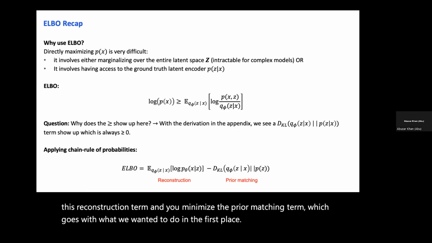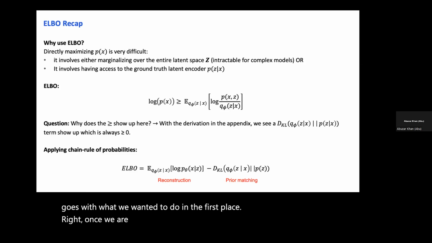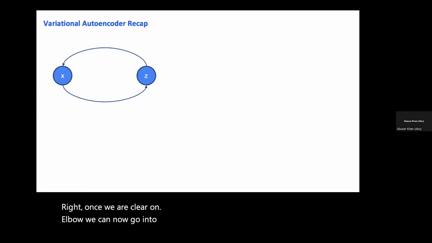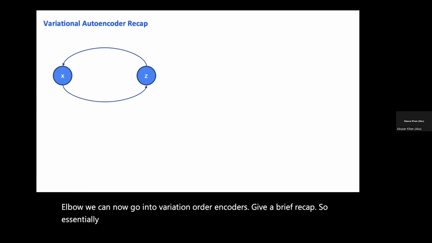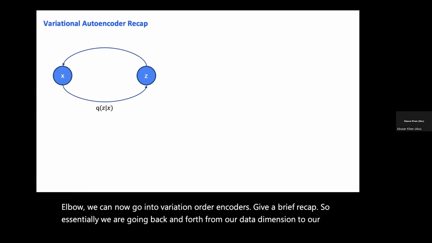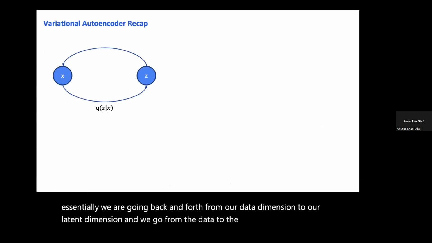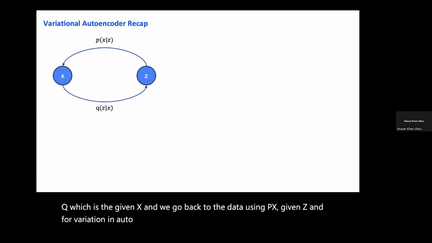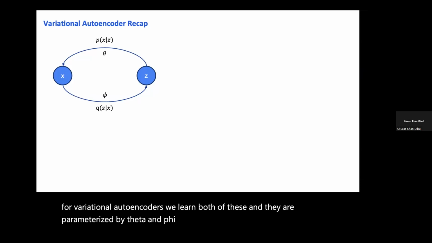Once we are clear on ELBO, we can now go into variational autoencoders, with a brief recap. Essentially, we are going back and forth from our data dimension to our latent dimension. We go from the data to the latent using a distribution q, which is q(z|x), and we go back to the data using p(x|z). For variational autoencoders, we learn both of these, and they are parameterized by theta and phi here.